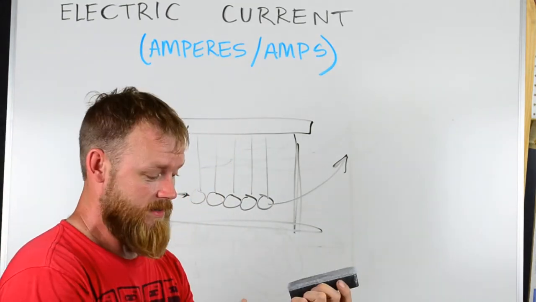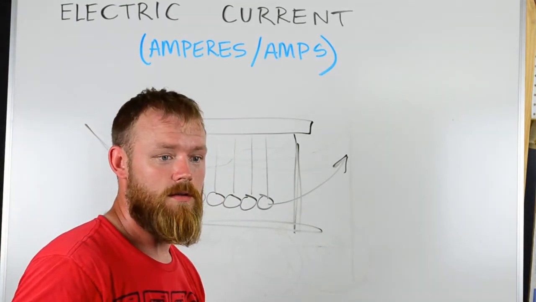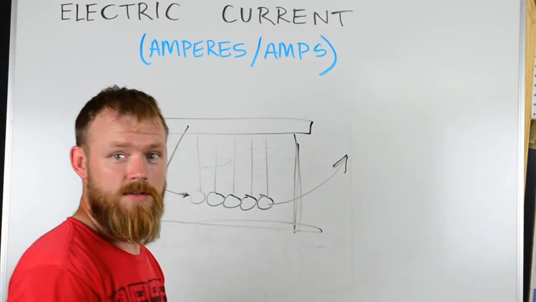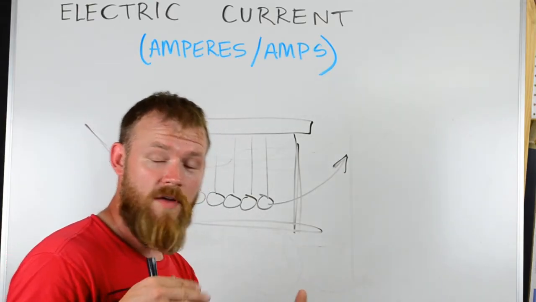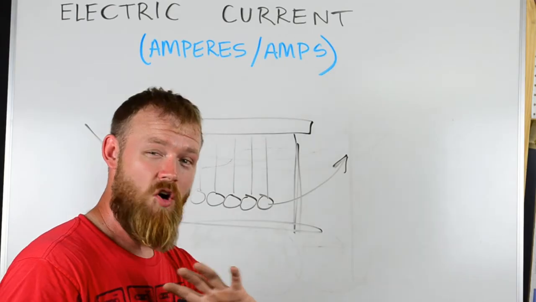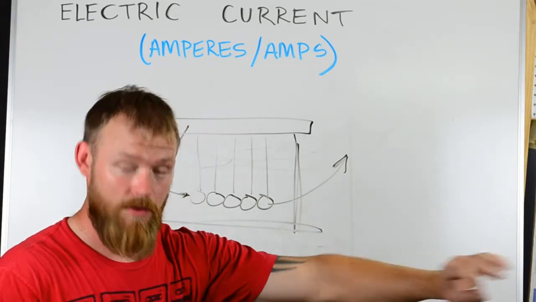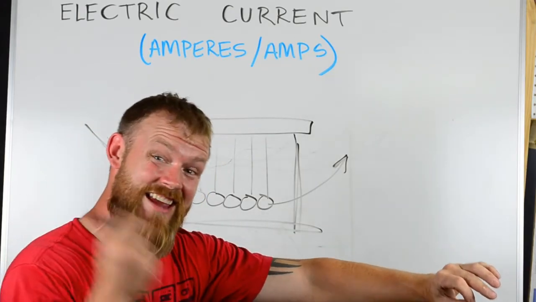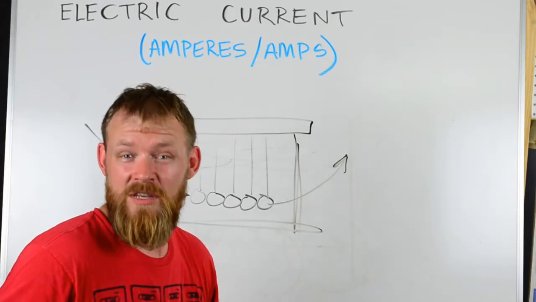That's essentially the exact same thing that electric current does. So an electron will move, and because it's moving, it's influencing all of the other electrons down the entire length of that wire instantaneously. So at damn near the speed of light.